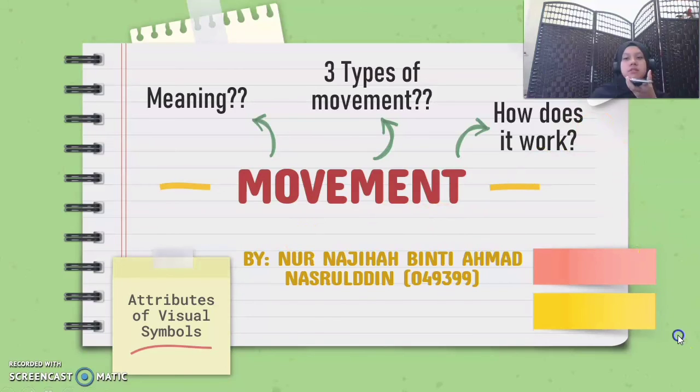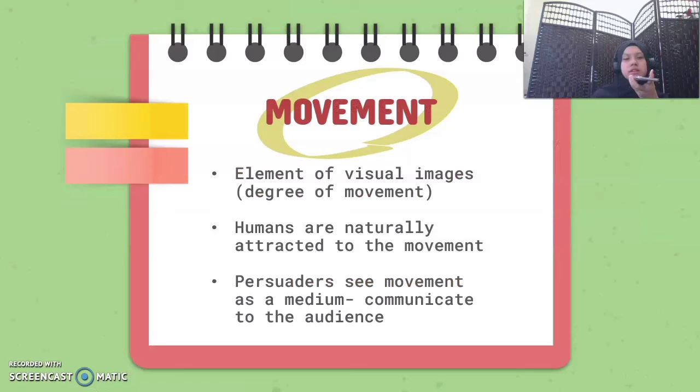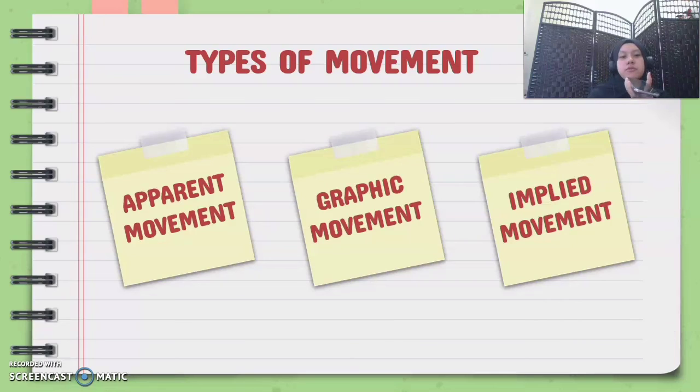Okay. So movement is an element of visual images. It means it is one of the elements that contributes to visual images. Humans are naturally attracted to movement, and as persuaders see this chance, they start to see movement as a medium to communicate to the audience. So there are three types of movement, which are apparent movement, graphic movement, and also implied movement.